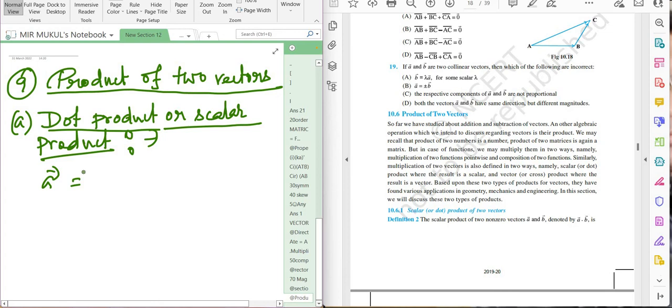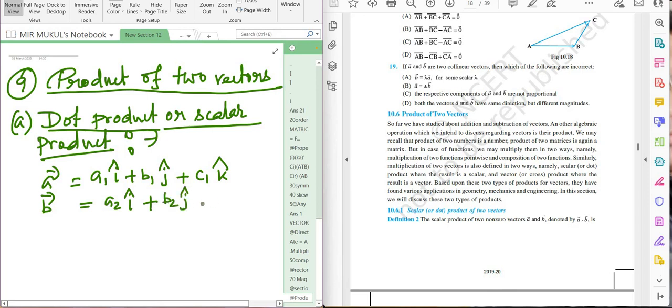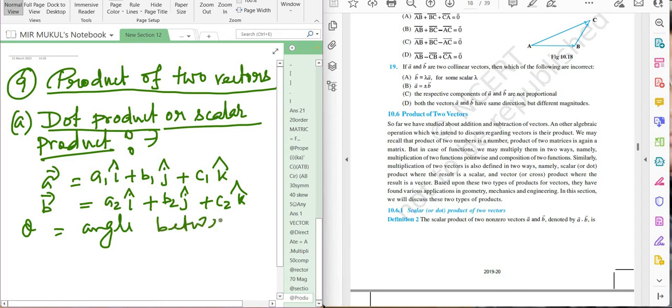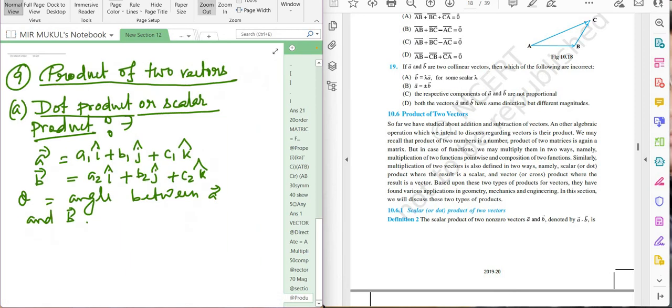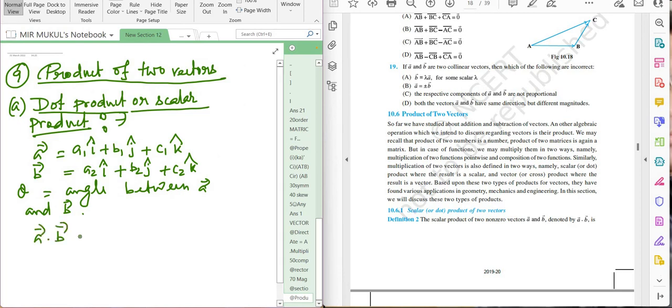Suppose vector A is given as A1i plus B1j plus C1k, and B is given as A2i plus B2j plus C2k, and theta is the angle between vector A and vector B. Then A dot B is defined as magnitude of A, magnitude of B, cos theta. This is the mathematical definition.